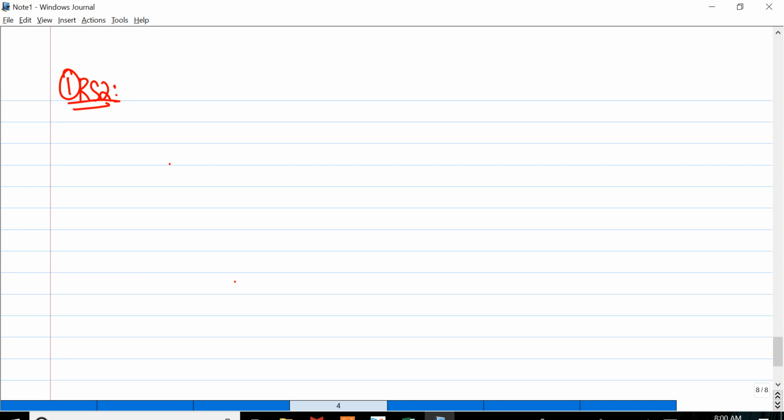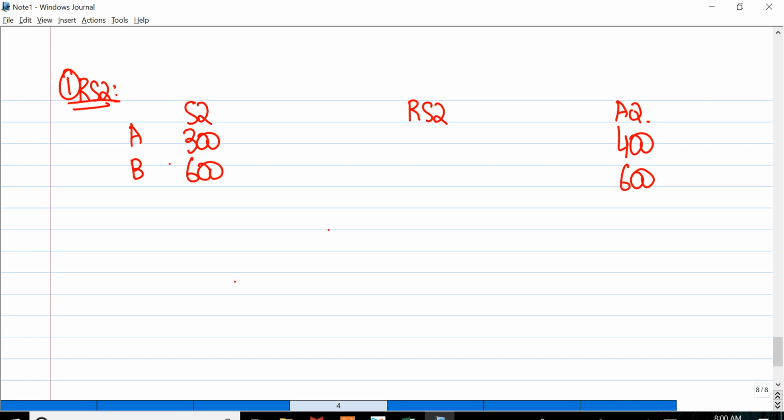Point number 1, RSQ. Now I'll first explain what is RSQ and the logic behind the mix variance. Now listen, there are three things: SQ, RSQ and AQ. There can be multiple raw materials. So let's take A and B as the raw materials. The actual quantity consumed by the company is 400 and 600. The standard quantity based on actual output computation turned out to be 300 and 600. You computed the standard quantity based on actual output.